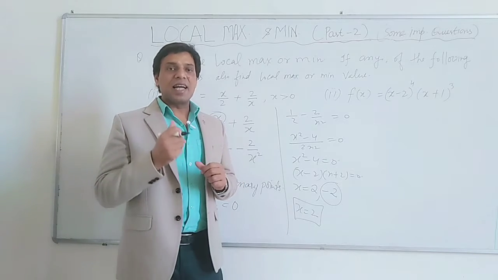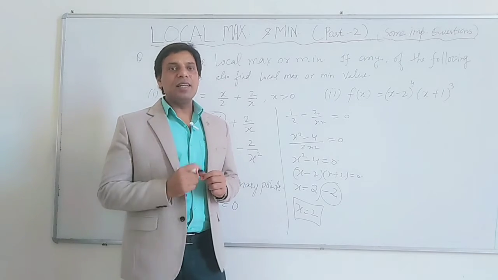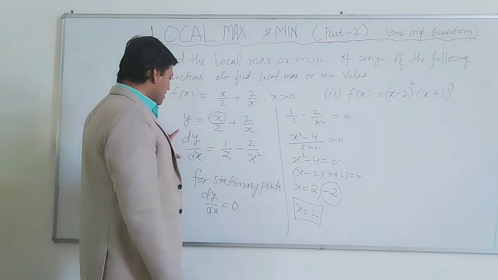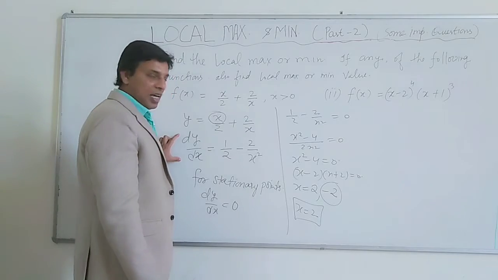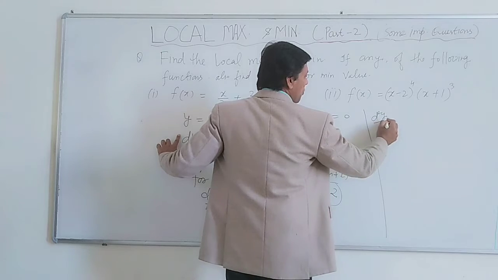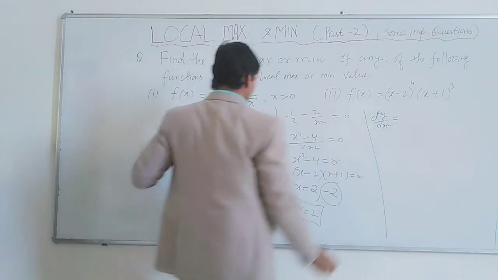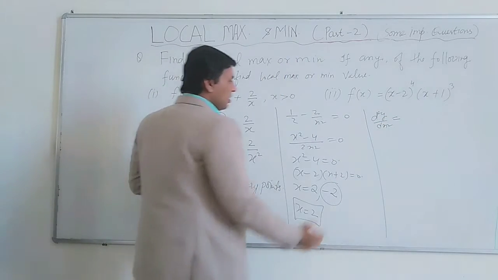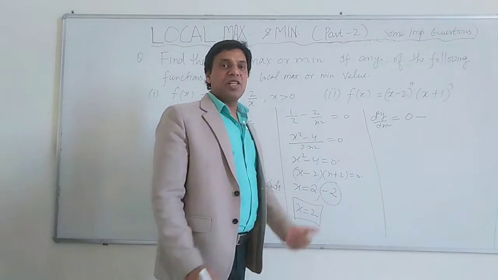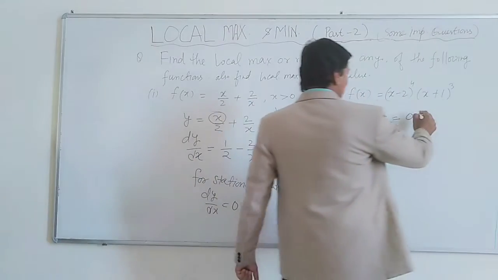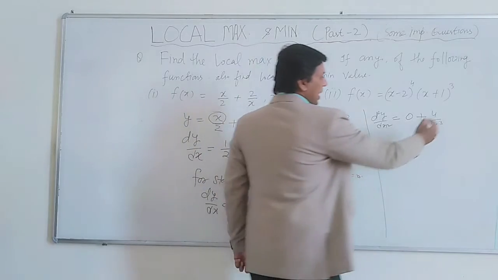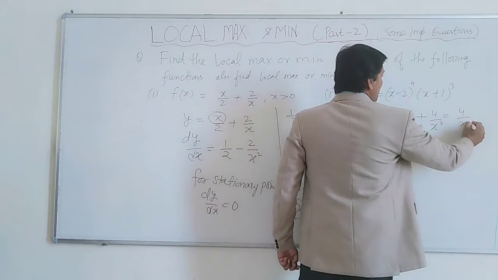To check in the second derivative test, we need to find the second order derivative. So we start from the first derivative and get the second derivative, that is d2y dx2. The differentiation of 1 by 2 becomes 0, and the differentiation of minus 2 upon x square will be plus 4 upon x cube. So finally it is 4 upon x cube.